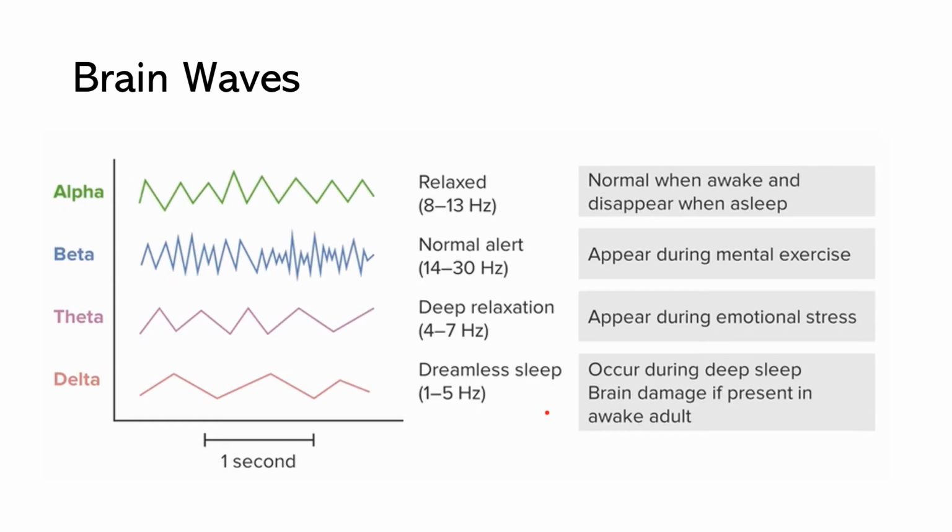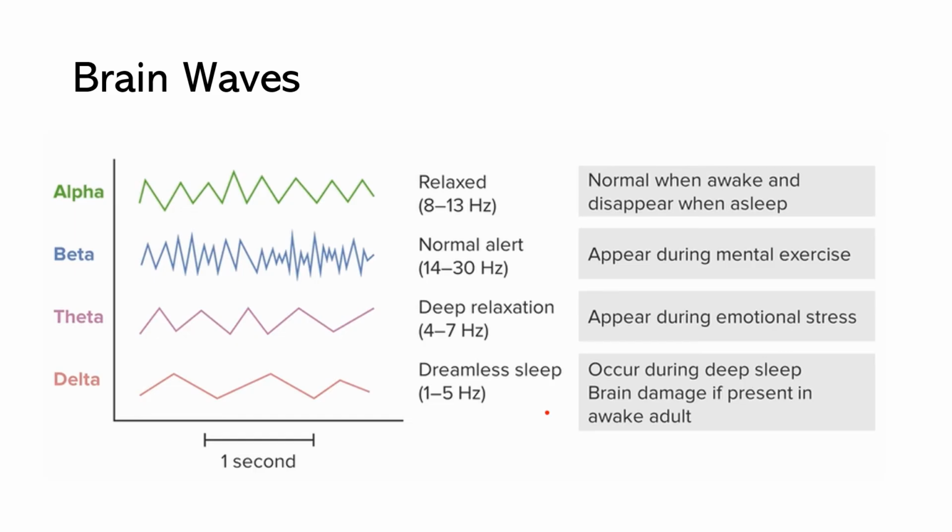Let's talk a little bit about how we measure brain activity. We can look at brain waves by way of an instrument known as an electroencephalogram or EEG, and the brain waves can give us ideas about the electrical activity that is occurring in the cerebral cortex. In a normal, awake adult, you have alpha waves, which are about 8 to 13 hertz, and these waves are going to disappear when the adult is sleeping.